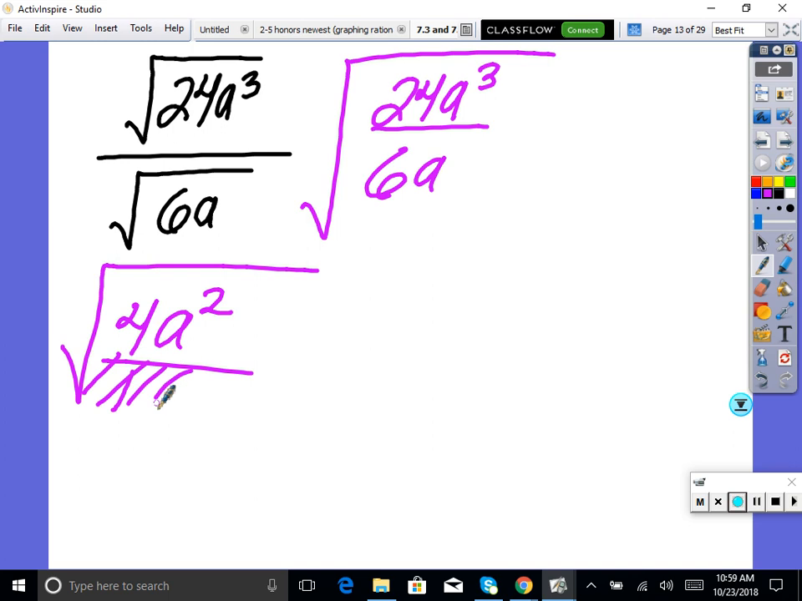Well, now look how much easier that is. What's the answer? 2a. That was a lot easier than rationalizing the denominator to simplify, which would have ended up with the answer 2a, but through a much more advanced process.